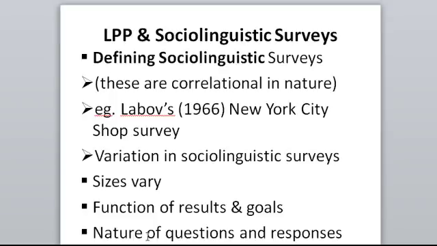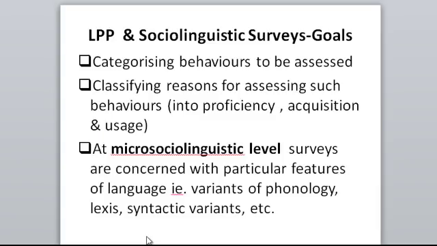Now, let's get down to talking about the goals of sociolinguistic surveys. What are the goals of sociolinguistic surveys? That is, what are the intentions? What are the purports of sociolinguistic surveys? There are numerous, but we may cover only a few. In your own private studies, you might wish to explore even more to understand a lot of materials around the goals themselves.